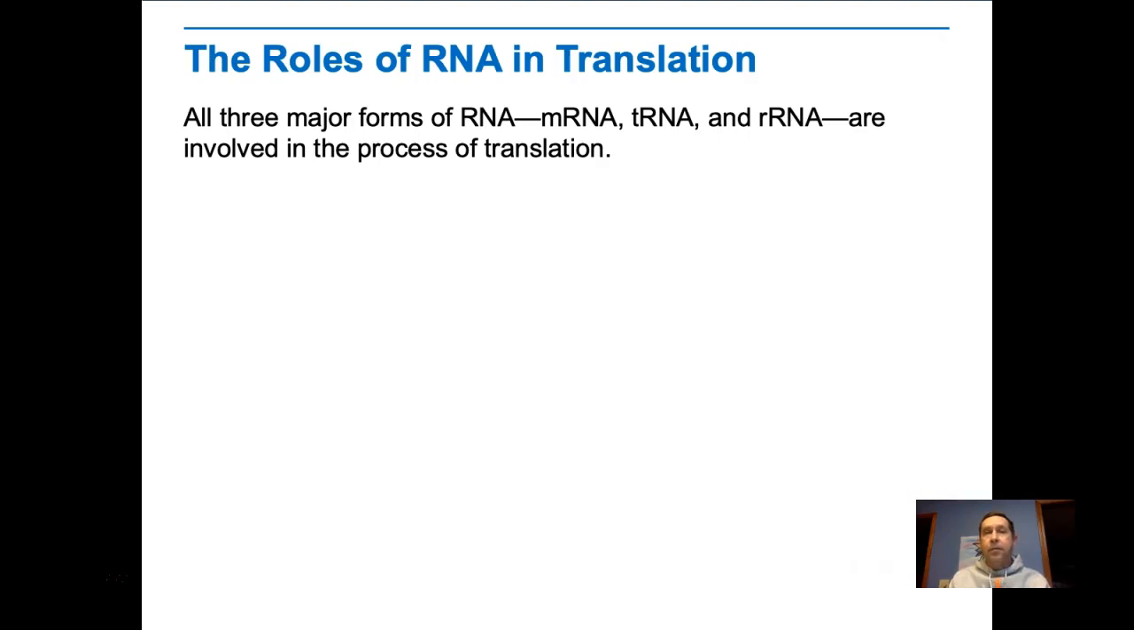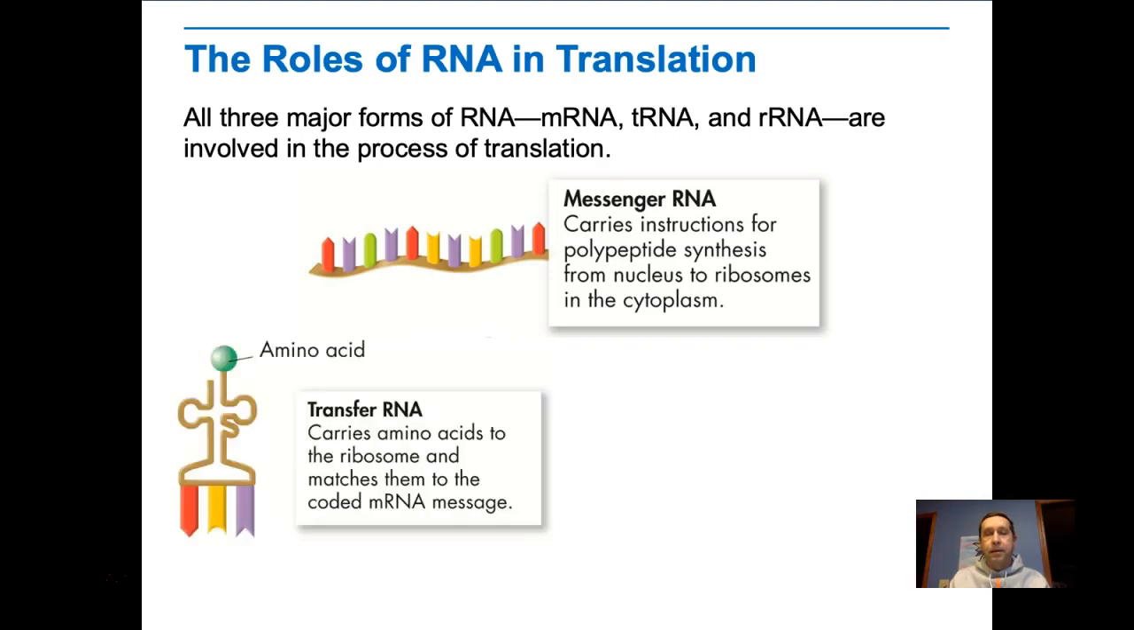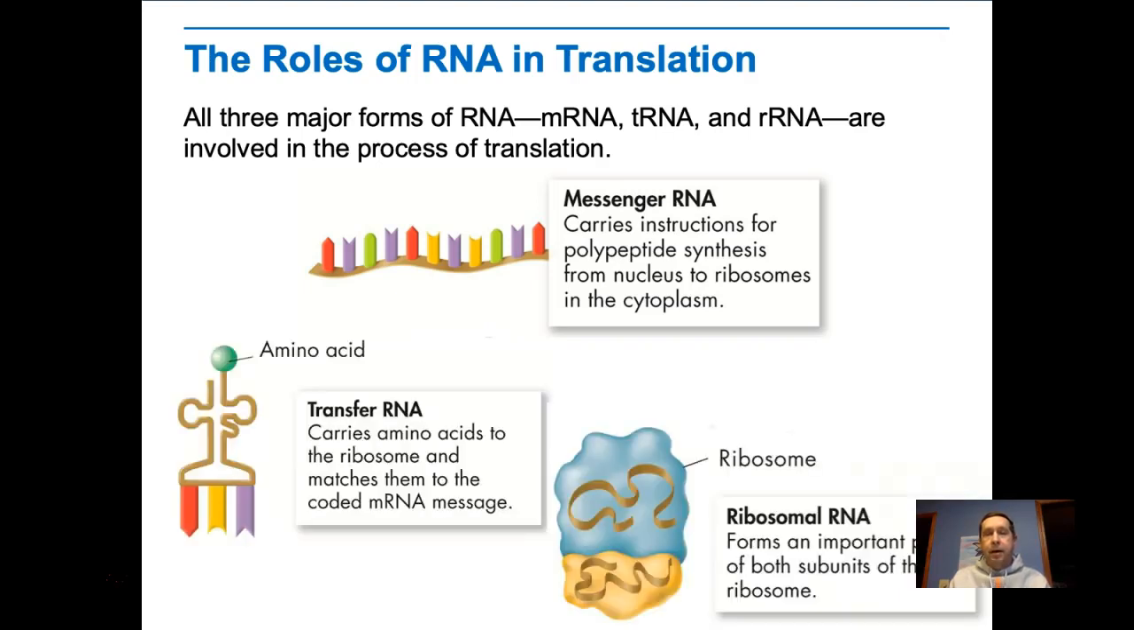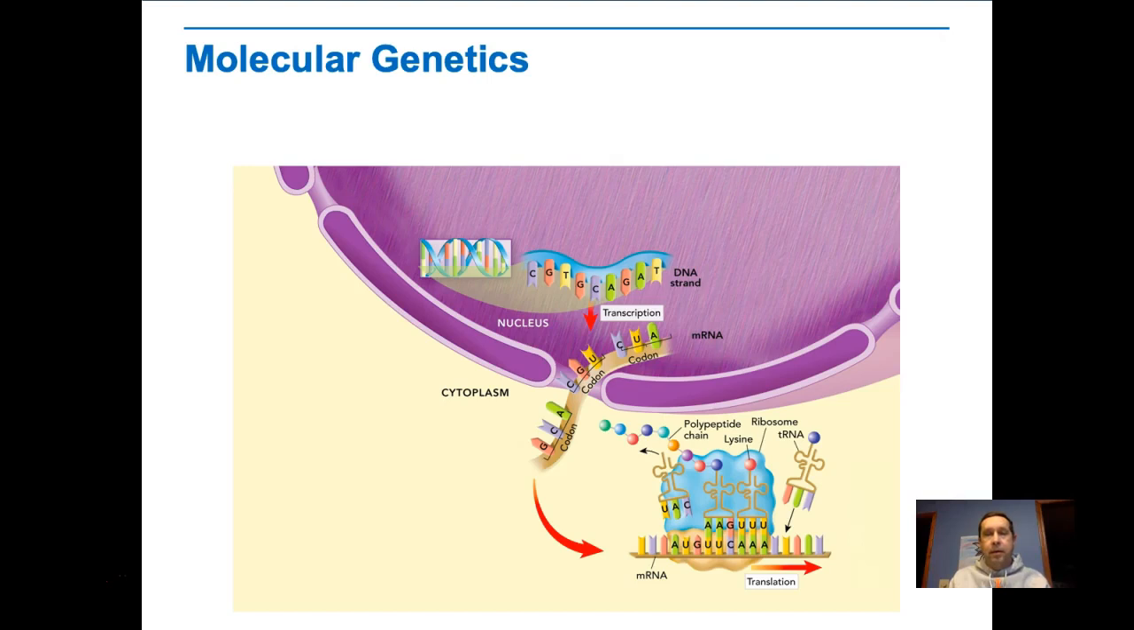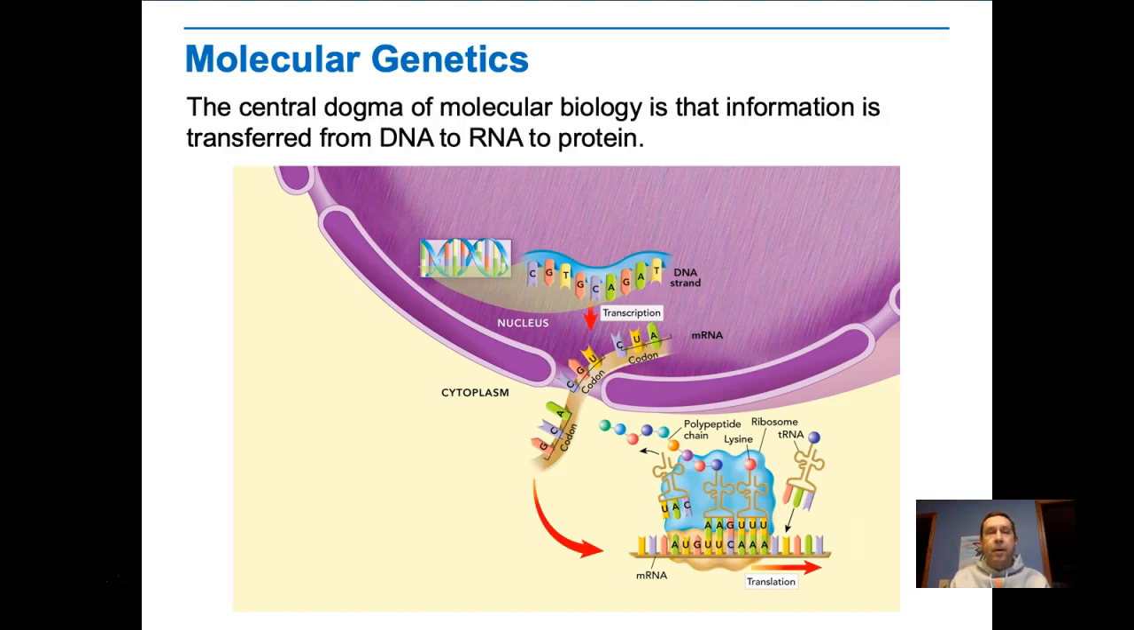Like I said, all 3 major forms of RNA, messenger RNA, transfer RNA, and ribosomal RNA, are involved in the process of translation. So just to review the functions of the 3 types of RNA, we talked about these in the last video. Here's an overview of the whole process of making a protein. It starts with the DNA strand, transcribed into messenger RNA, goes out to the ribosome, and we use the messenger RNA, the transfer RNA, and the ribosomal RNA and the ribosomes to build the polypeptide.